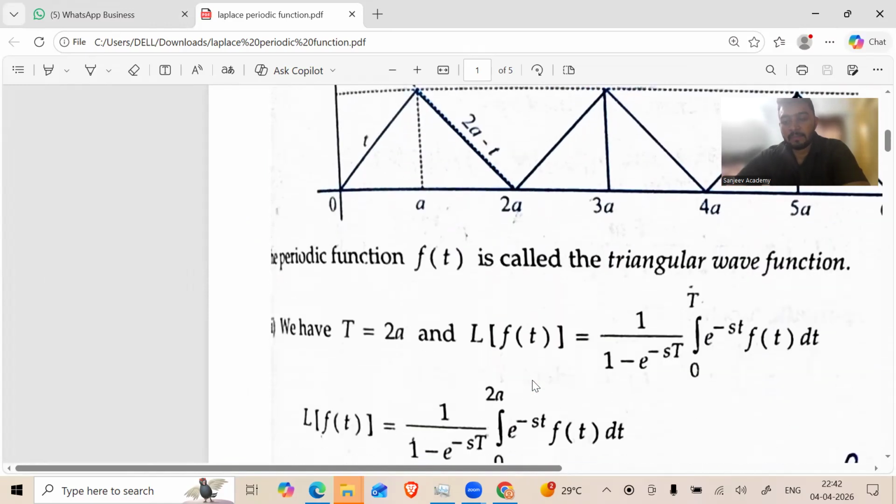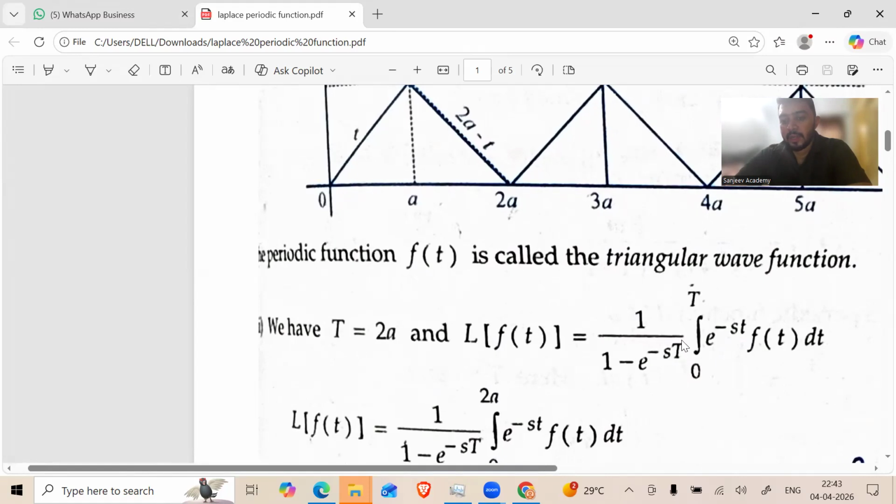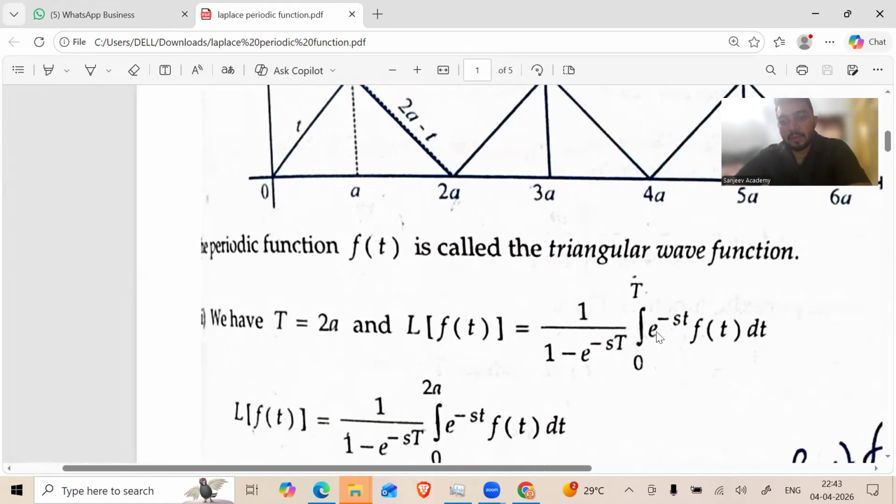And for the periodic function, there's a simple formula. What is it? L of f of t is equal to 1 by 1 minus e power minus sT, integral 0 to capital T, e power minus st into f of t dt. That is the formula only. I didn't look and read, because this is much easier for me, since I teach this on a regular basis.